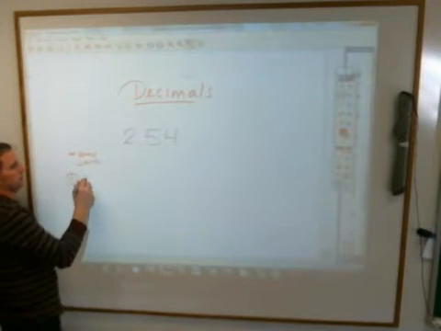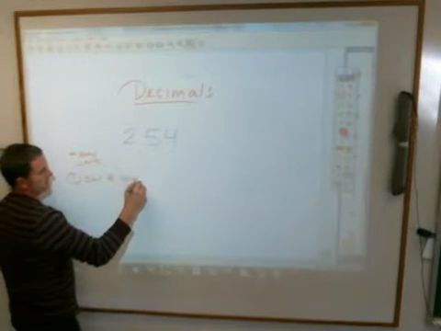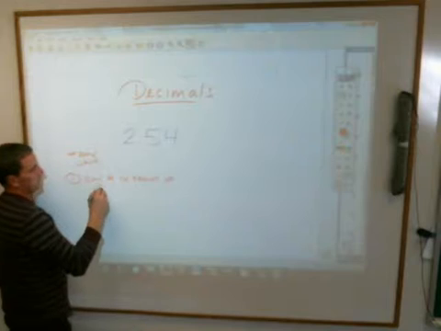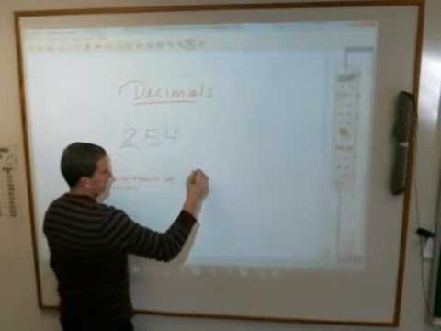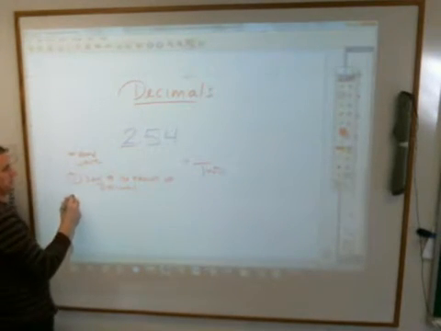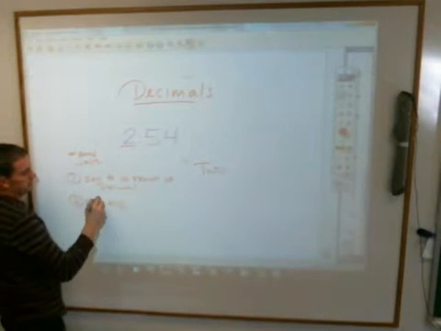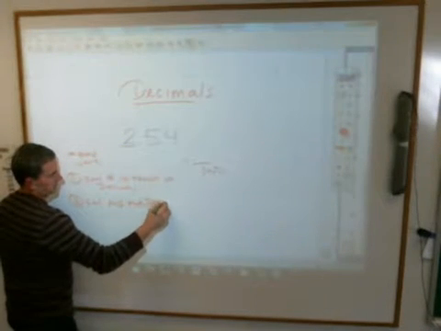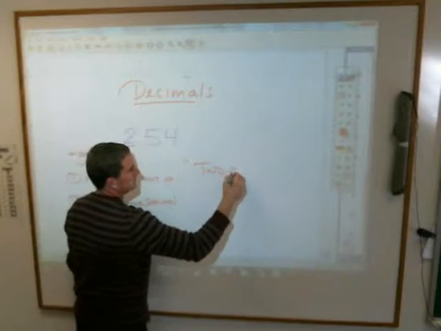Step number one is to say the number in front of the decimal. So in this case, you'd have 2. Step number 2 is to say "and" for the decimal. So I've got 2 and.